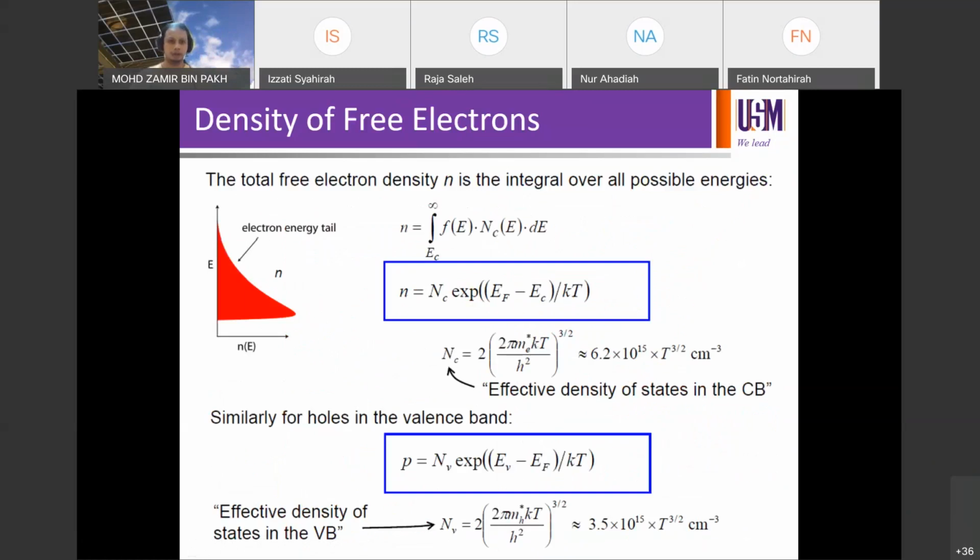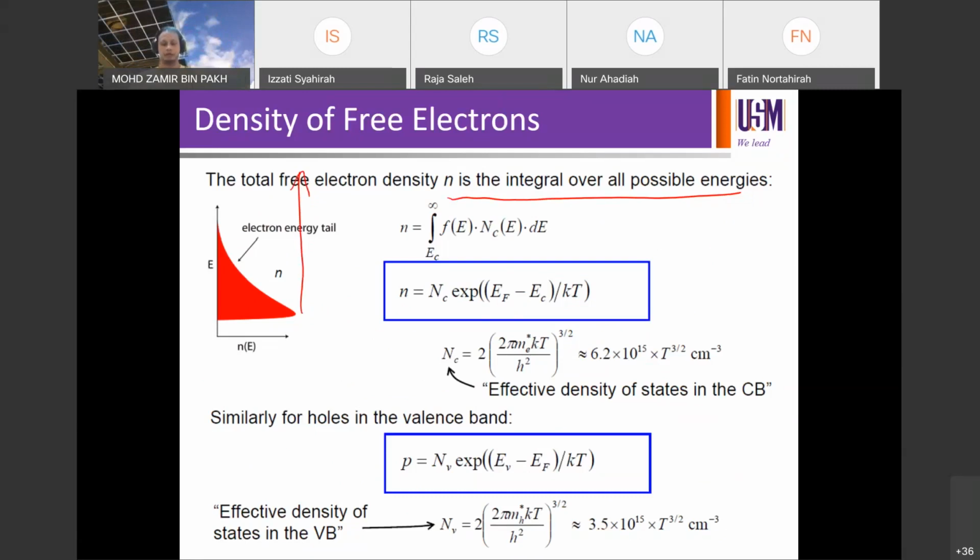Extra information: the total free electron density, or density of free electrons, is the integral over all possible energies. All possible energies here means the energy above the conduction band edge, going up infinitely. It starts from the band edge of your conduction band going up infinitely, so all possible energies that lie in between.